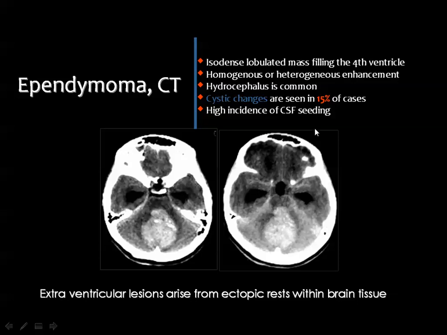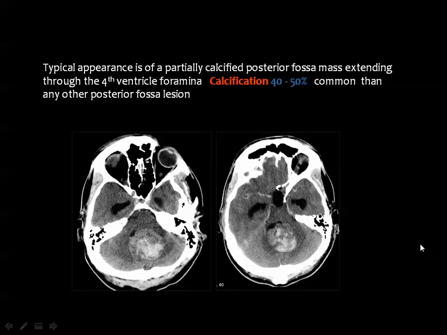Also, you can see some cystic changes in these tumors in about 15% of cases, and it is one of the most common lesions that can metastasize through the CSF, what is known as CSF seeding. And in these images, you can see a well-defined midline posterior fossa space occupying lesion centered to the region of the fourth ventricle, showing homogeneous post-contrast enhancement and foci of matrix calcification. The lesion obstructs the fourth ventricle with consequent supratentorial obstructive hydrocephalic changes.